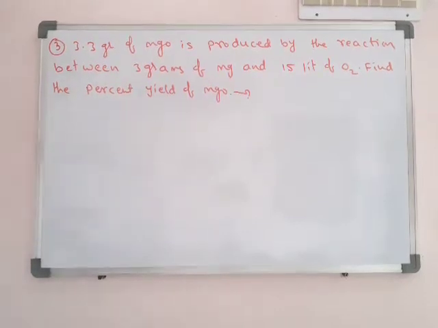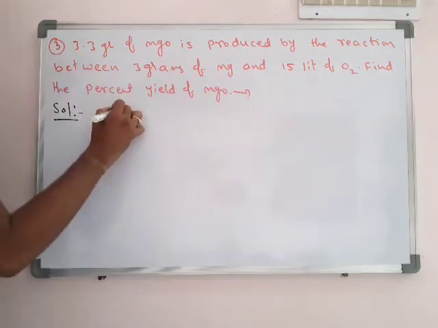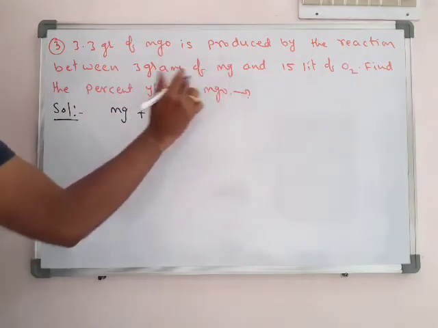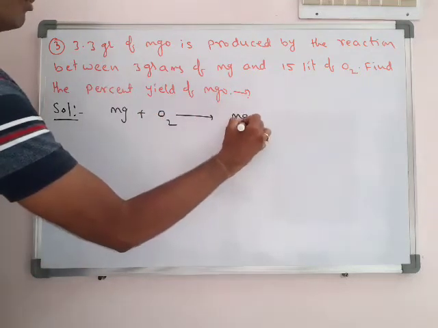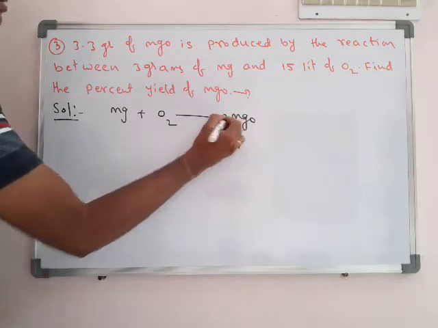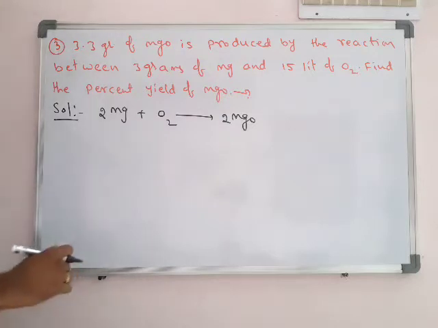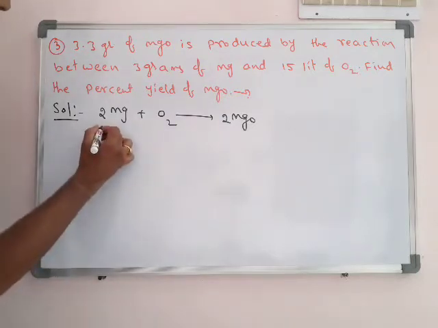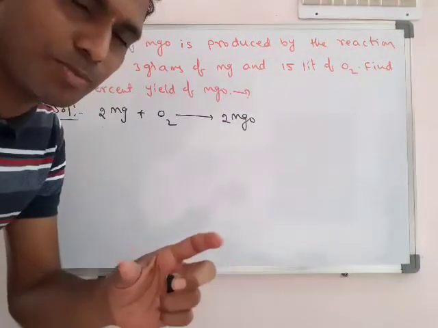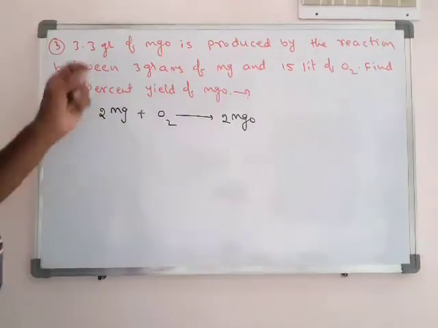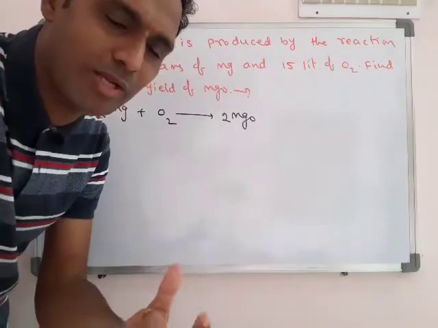So here, the difference is, first write the equation: magnesium plus oxygen forming MgO. For balancing, put 2 moles of O2 and MgO. So actually we have 2 moles, so we can find my final MgO yield. Now we have the experimental yield. The experimental yield is 3.3 grams, which is always the given value.